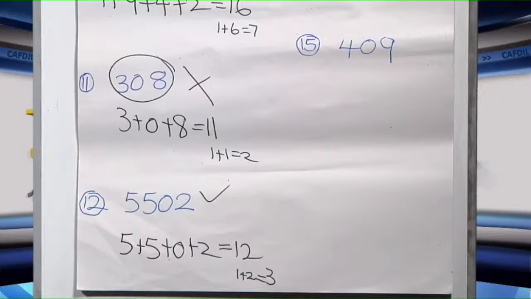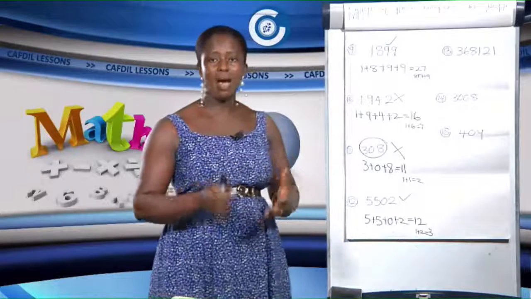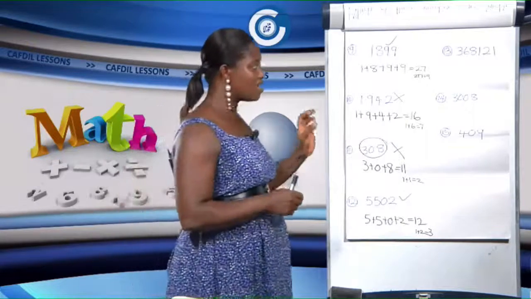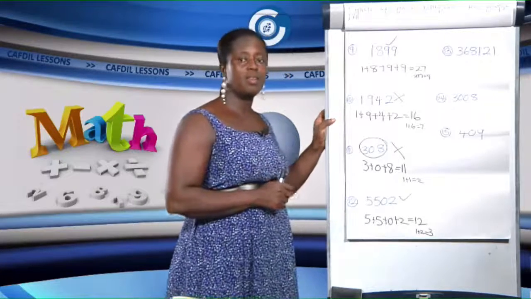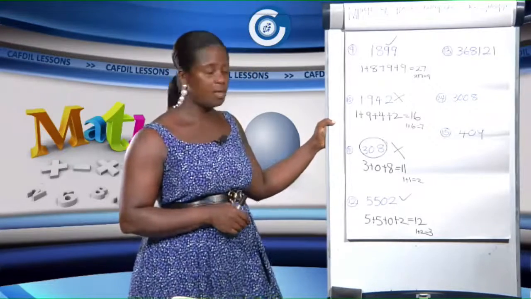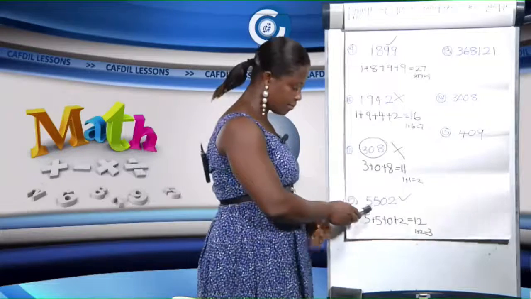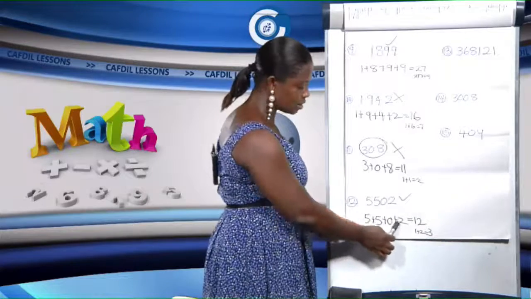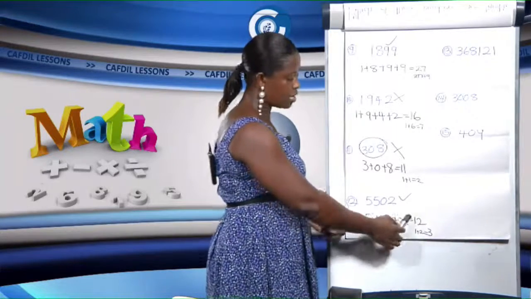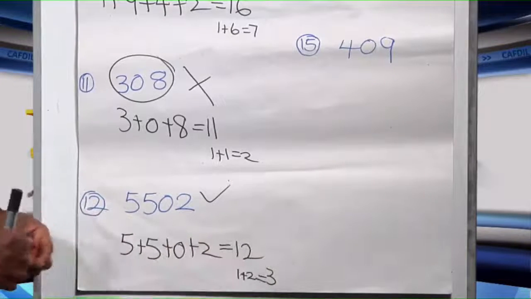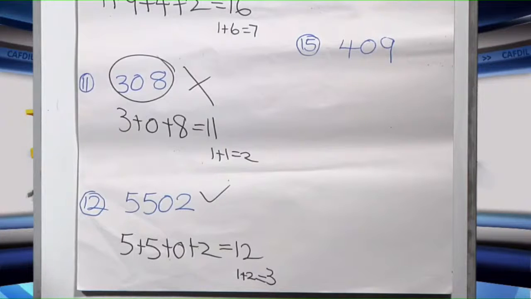Divisibility rule of 3. If the sum of the digits of that number is divisible by 3, then that number is a multiple or divisible by 3. If the sum of its digits, so with this 5 plus 5 plus 0 plus 2, so these are the digits of this number, 5, 5, 0, and then 2. When we add everything and the sum, which is 12, if it is divisible by 3, then that whole number is divisible by 3.